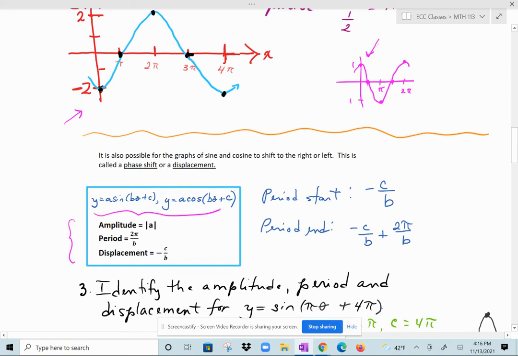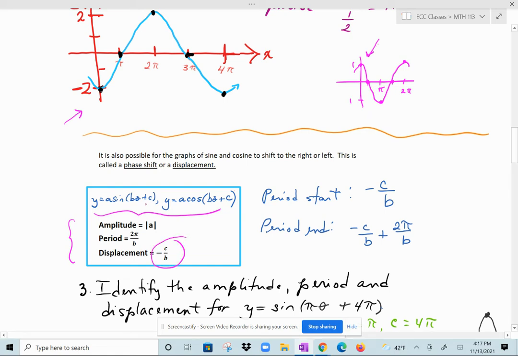The amplitude will be the absolute value of a, and a is the leading coefficient. The period will be 2 pi divided by b, where the b is the number in front of the variable, the independent variable. I called it theta in this box, but they could be called x or any other variable, but theta or x would be the more common ones. And then the c, we use that c to compute the displacement. And remember, displacement is going to be a phase shift, a horizontal shift left or right. And that calculation of how to compute that phase shift or the displacement will be negative c divided by b.